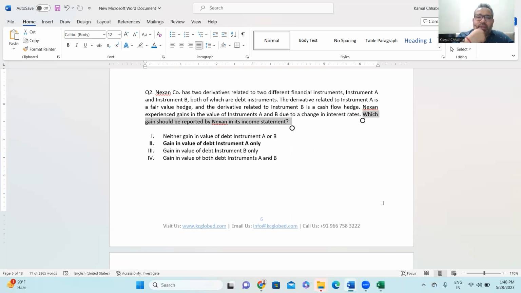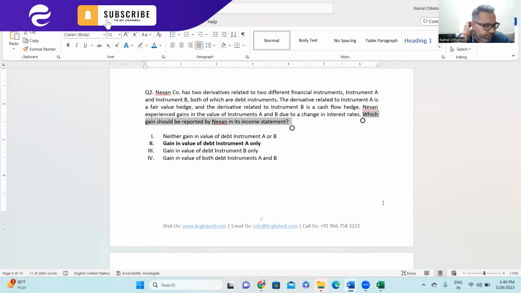Right, so does everyone agree? This is a fair value hedge, and the fair value hedge is on instrument A, and a fair value hedge will result in the income statement. So hence the answer is the second one.